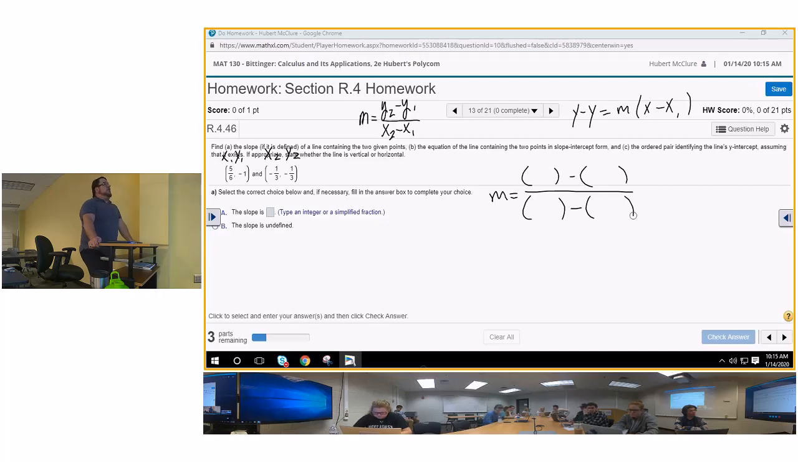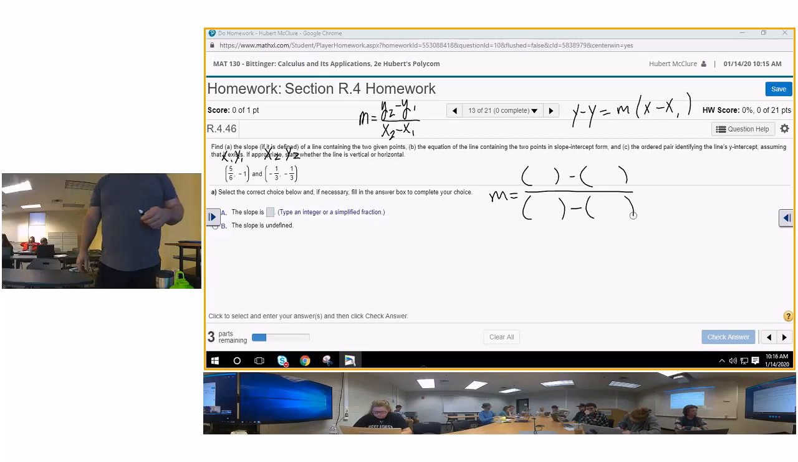Don't not use those parentheses, because if I give you whole numbers, yes, most of you can do whole numbers in your head. But what are we doing here? Students do not like fractions. So you need to put them in parentheses so you don't screw it up. All right? Same thing with negatives.